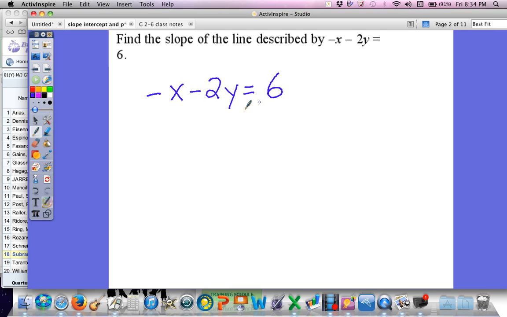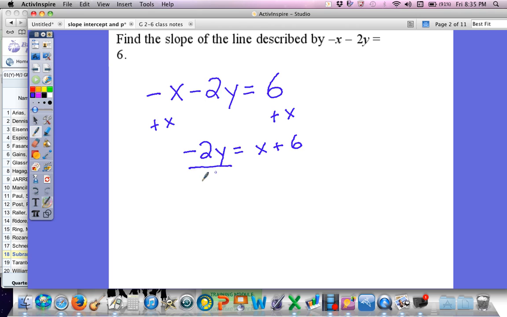You might remember from Algebra 1, this is standard form. And we want to get this into slope-intercept form, which means we isolate the y. So first, I'm going to add x to both sides. And you get negative 2y equals x plus 6. Yes, you could write 6 plus x, but we want to get this in slope-intercept form where we have our x and then our constant term.